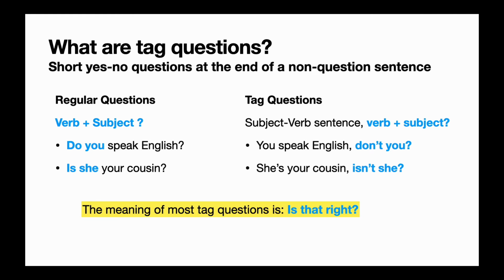The meaning of most questions is, that right? Or correct? So when you say, you speak English, don't you? You're saying, you speak English, is that right? Or she's your cousin, is that correct?